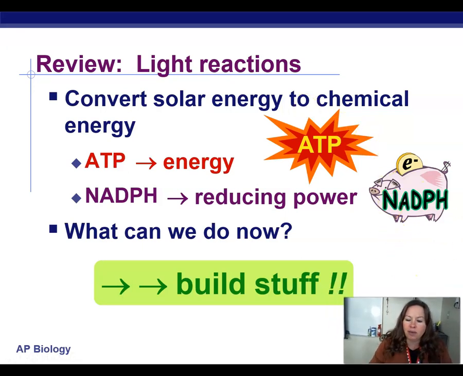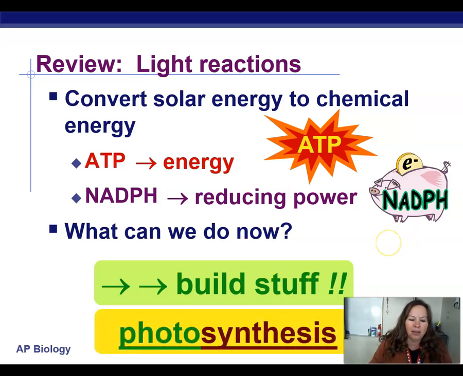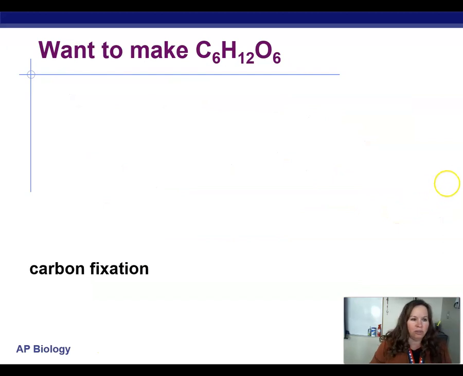Basically, we're going to be giving something potential energy that way. It's like money in the bank, money in a piggy bank. And now that we have ATP and NADPH, we're going to be able to build stuff. And the stuff that we're going to build is sugar through the process of photosynthesis. So the beginning of it was photo, light in the light reactions being used to generate ATP and NADPH. Now we're going to go to the synthesis part where we're going to make sugar.